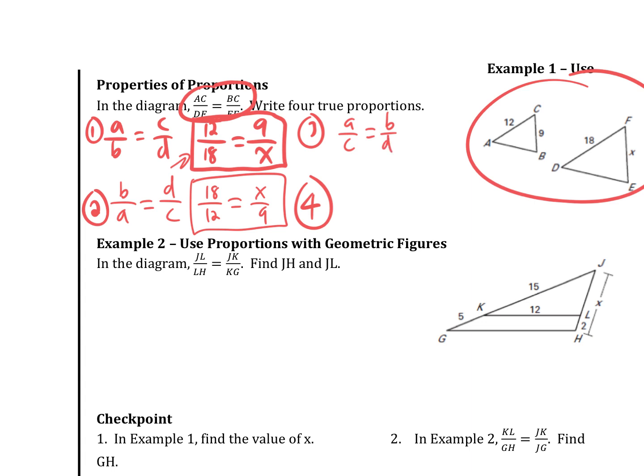Okay, so in that case, that would be what? 12 over 9 equals 18 over X. All right, and that's flipping them horizontally.